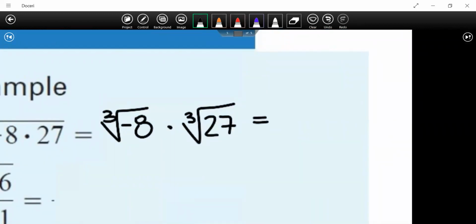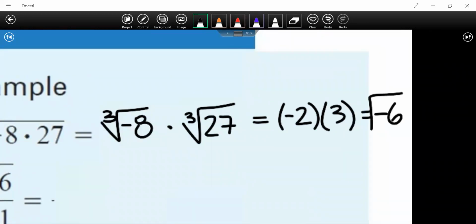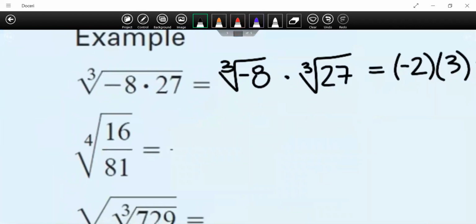The cube root of -8 is going to be -2. The cube root of 27 is going to be 3. So our solution is going to be -6. So we definitely want to be able to see these. We should have reviewed them last year. You guys should be able to review them.